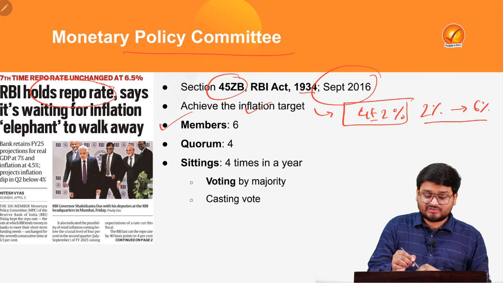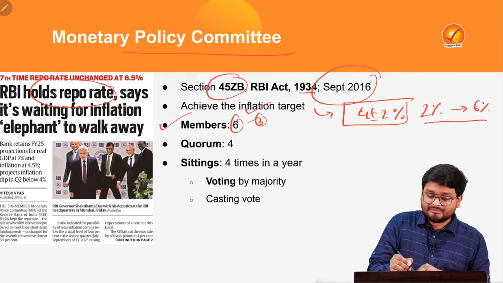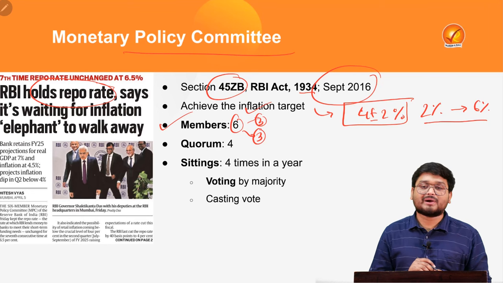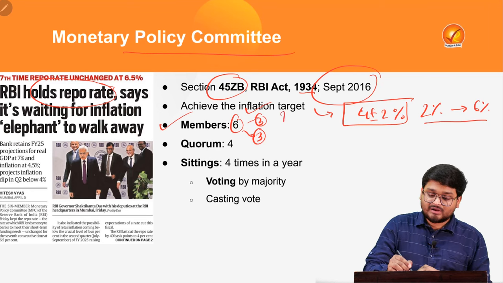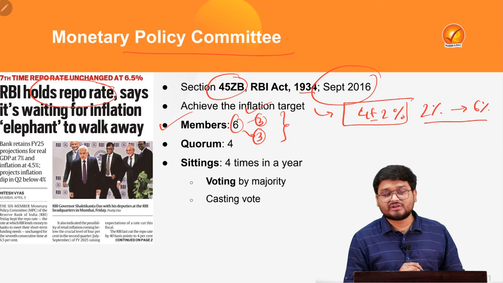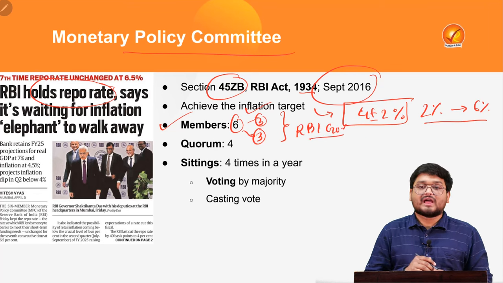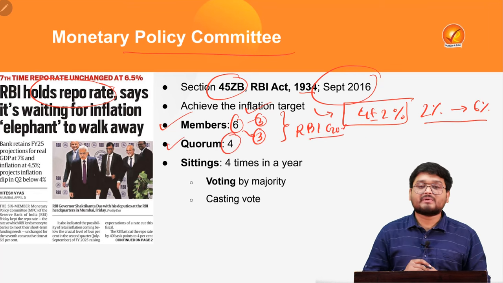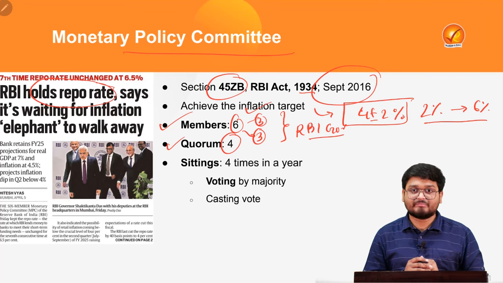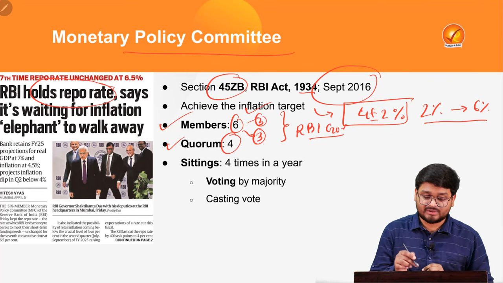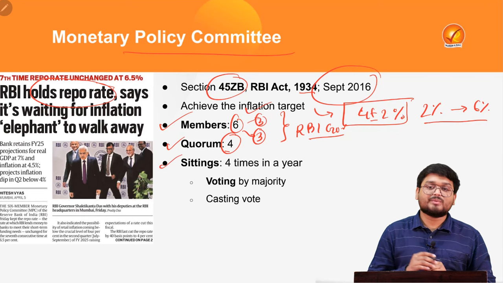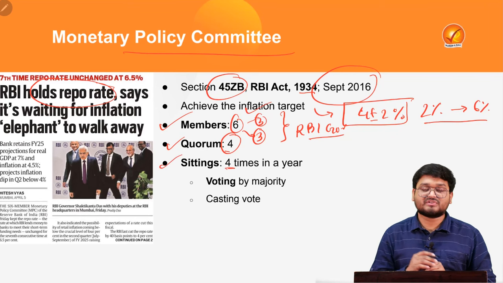The members are 6, 3 from the RBI and 3 which are nominated by the government of India. And the ex-officio chairperson here is the RBI governor, right? And here the quorum, or say the minimum number to be gathered for a meeting of the Monetary Policy Committee, is 4, and they should be sitting a minimum of 4 times in a year.